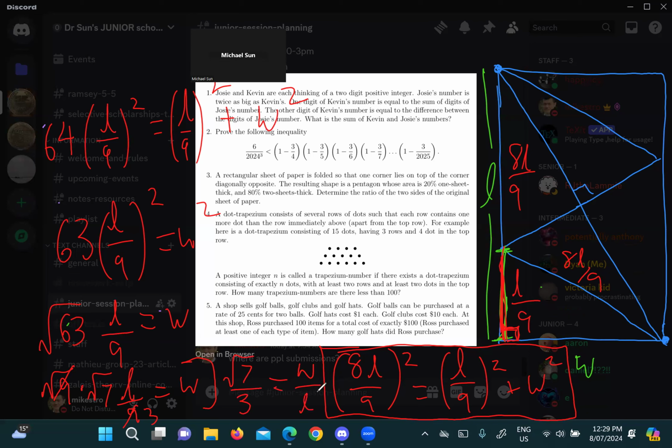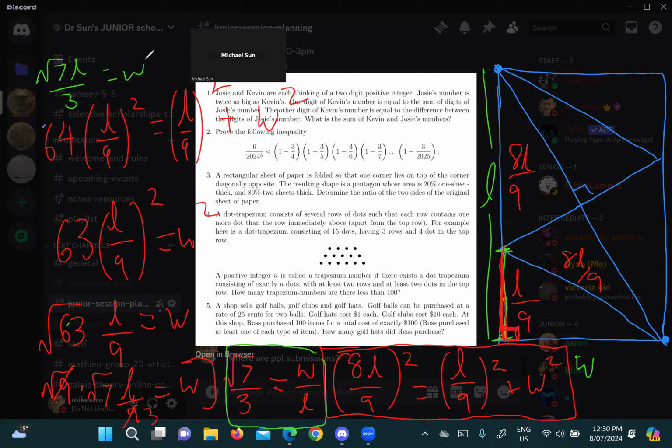You understand? So you just divide L onto the bottom here. So you got root 7L over 3 equals W, right? So another way of saying that is W is root 7 over 3 times L, right? So let's say root 7 is like 2.6 or something, right?